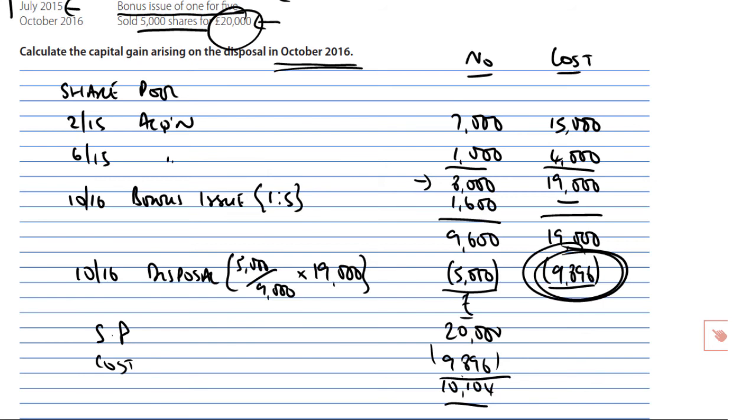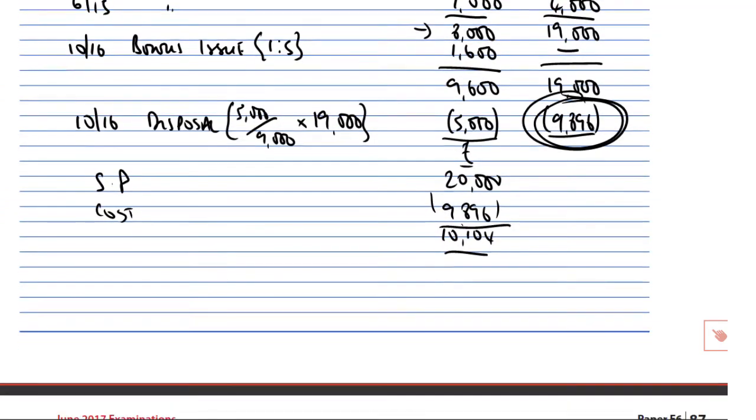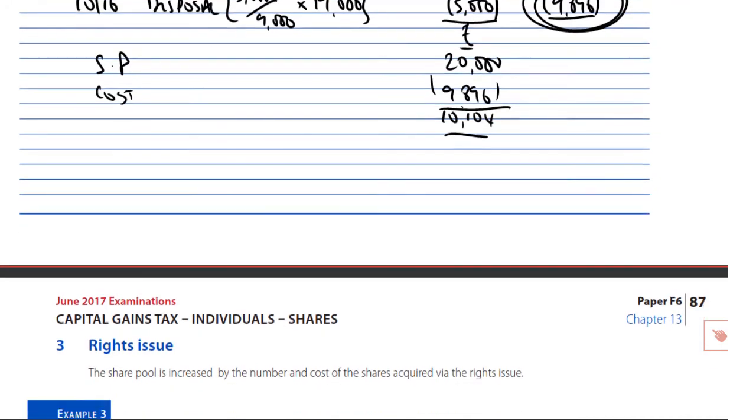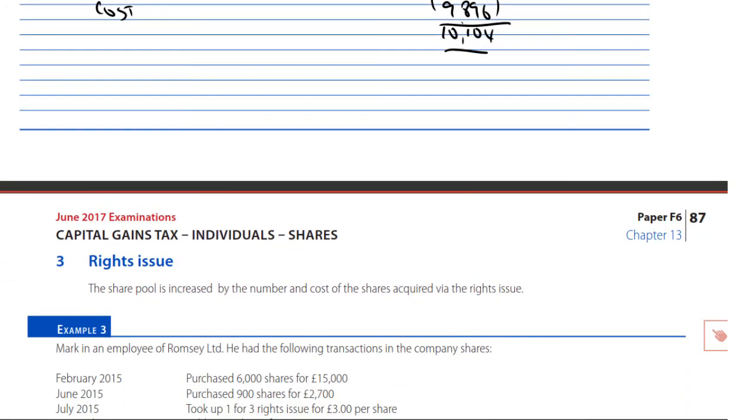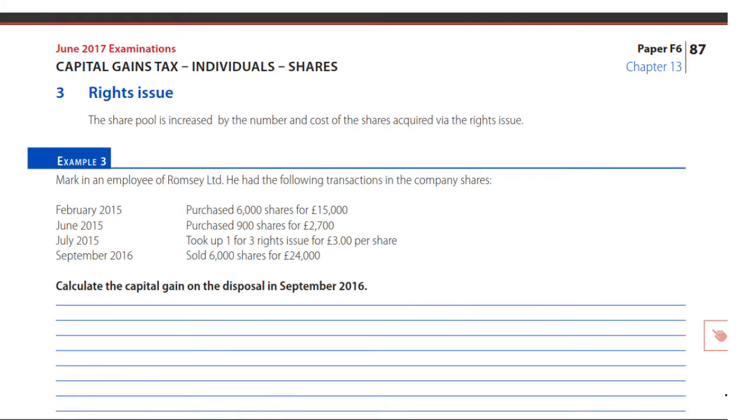Okay, on we go. We said, of course, that at least slightly more interesting than the bonus issue is the rights issue. Now, the rights issue. There, what we've got, the share pool, again increased by the number of the shares, but also this time the cost of the shares acquired via the rights issue.